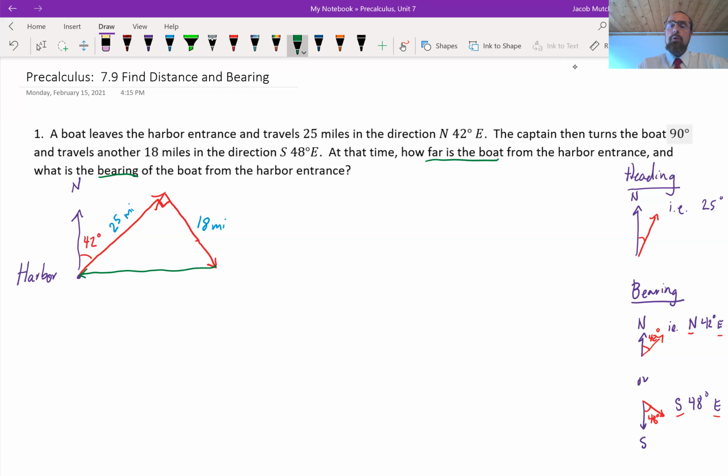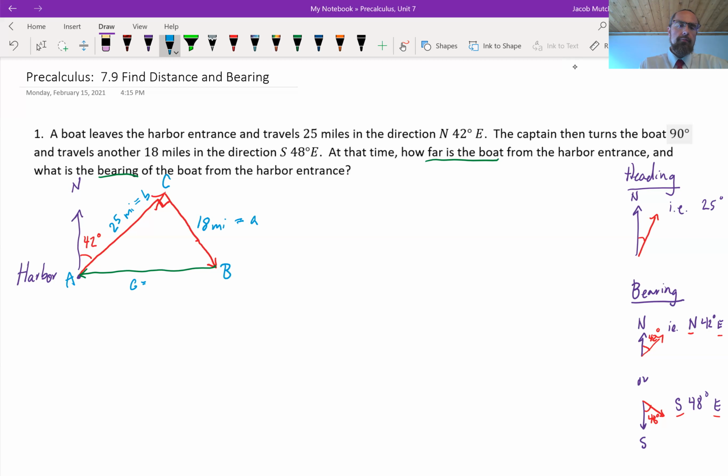The first thing I notice is we're in a right triangle. So I'm going to label these vertices just so I can see where A, B, and C are relative to one another. I'll start with the harbor. That can be vertex A. The boat out here has to be vertex B because vertex C is reserved for the 90. In terms of side length measures, if angle A is the harbor, this distance of 18 miles is my side a. It's opposite that vertex. And then 25 miles is opposite B, so that's my side b. What we're looking for is side c.